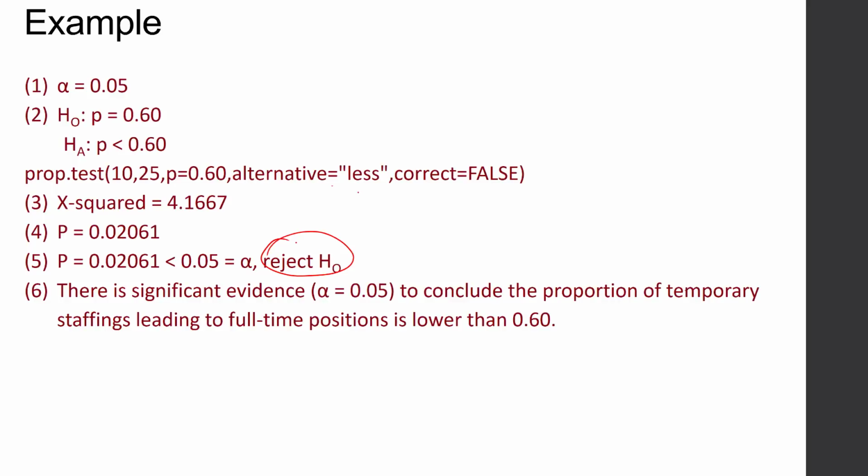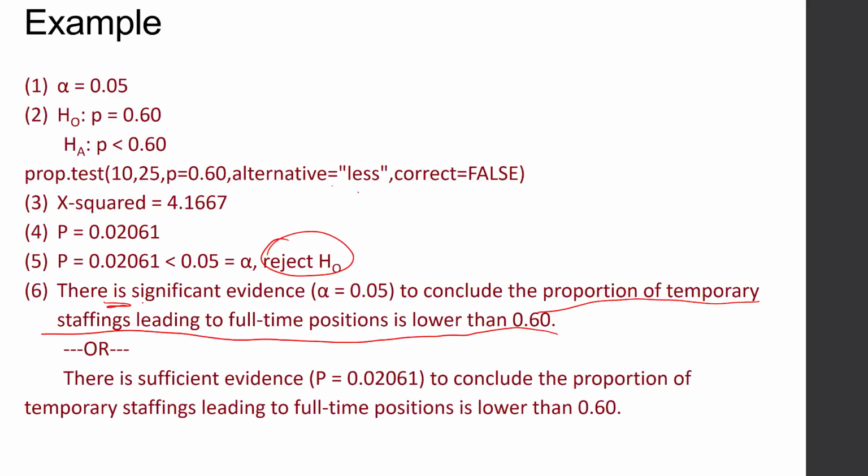So notice this is just a restatement of the alternative hypothesis. And we say we either did or did not find evidence to conclude the alternative. The other way that we can do it is the sliding scale method. And here, there's sufficient evidence, p equals 0.02, to conclude the proportion of temporary staffings leading to full-time positions is lower than 0.6. Hopefully that's a good review of hypothesis testing for you.